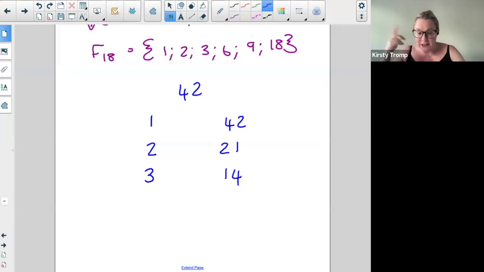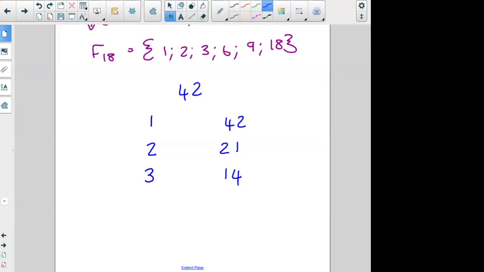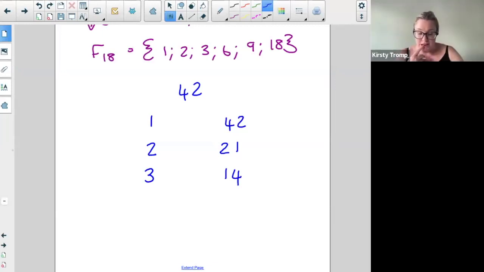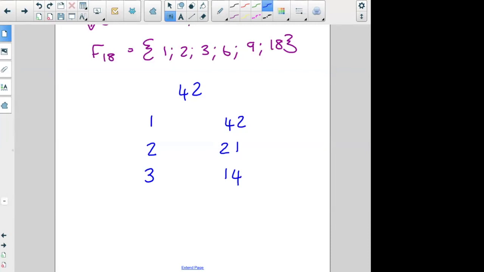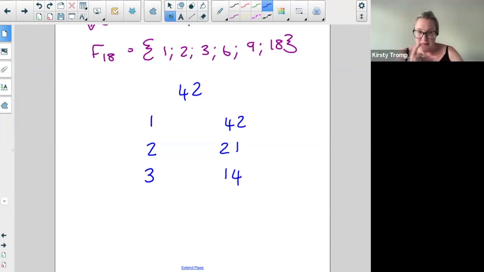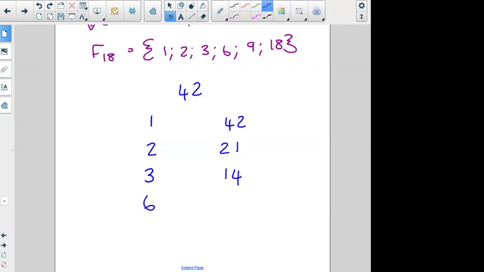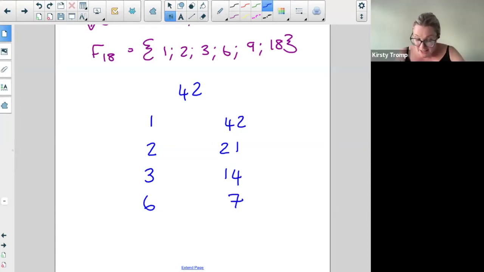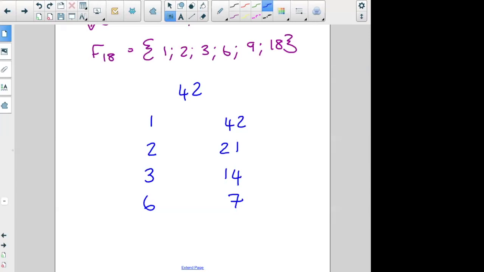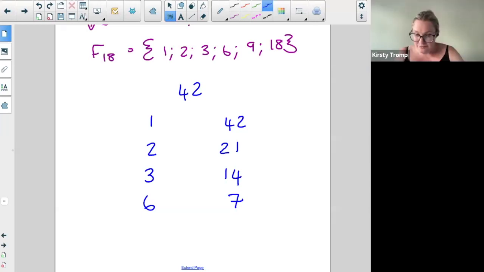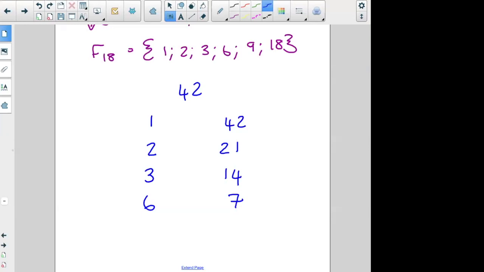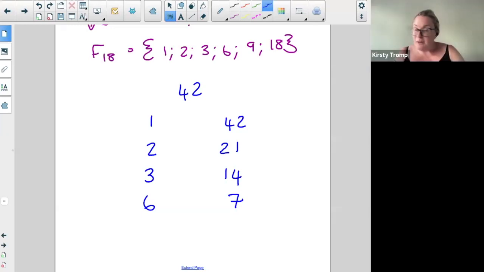Is 4 a factor of 42? No, ma'am. What about 5? Is 5 a factor of 42? No, ma'am. What about 6? Is 6 a factor of 42? Yes, ma'am. 6 times what? Times 7. So we already know that 7 is a factor of 42. Am I right? Yes, ma'am. What's 42 divided by 7? It's 6.